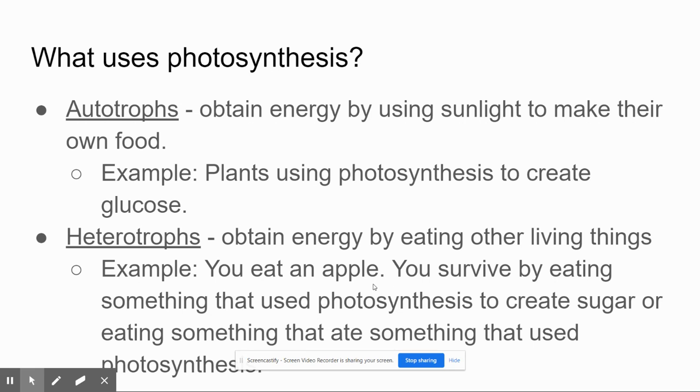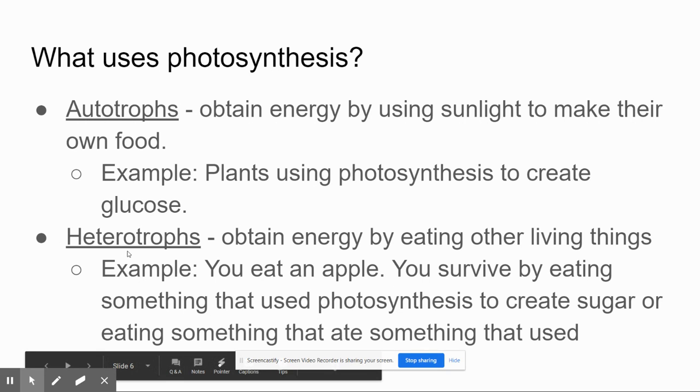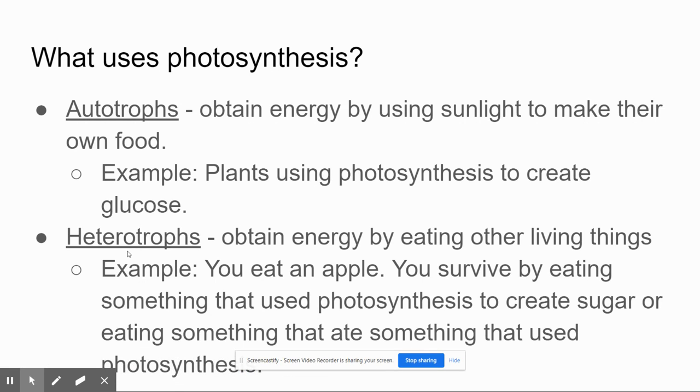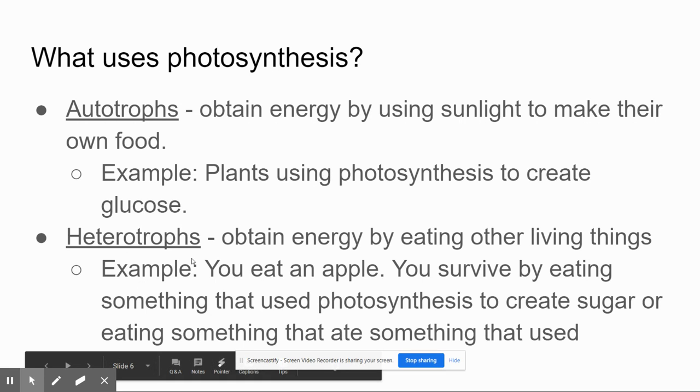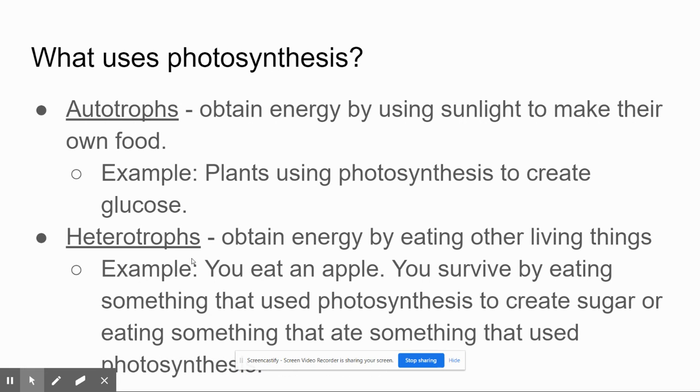The majority of animals are going to fall into what is known as heterotrophs. Heterotrophs obtain energy by eating other living things, whether that be plants or other heterotrophs. So, for example, you would eat an apple, you survive by eating something that used photosynthesis to create sugar, or eating something that ate something that used photosynthesis. Like if you eat a cheeseburger, the beef on your cheeseburger is you eating something that ate something that used photosynthesis. So, the cow eating the grass.